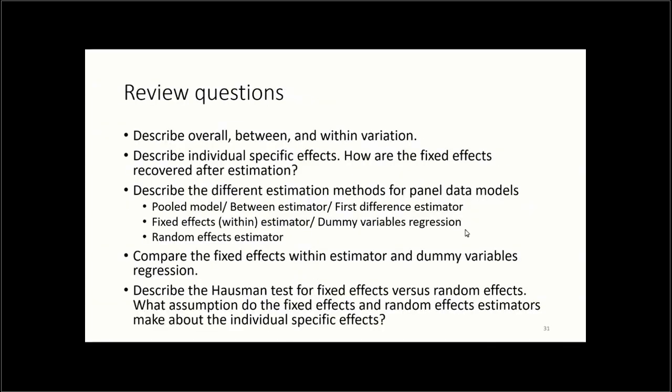Okay, so this concludes this presentation. As far as review questions, describe overall, between and within variation. Describe these individual specific effects. How are these effects recovered after estimation? Describe different estimation methods for panel data models, all of these estimators that we talked about. Then compare the fixed effects within estimator with dummy variable regression, and describe the Hausman test for fixed versus random effects, and what assumption do these estimators make about the individual specific effects.